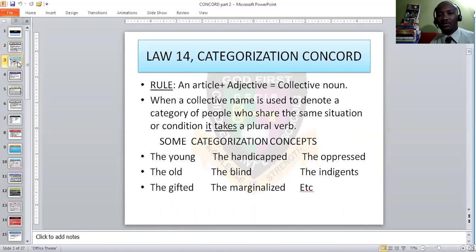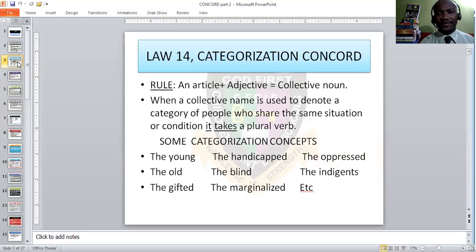We proceed to law 14, which is categorization Concord. Now, this is based on adjectives. We have an article plus adjective, and we call it categorization, which is a collective noun. When it is used, it denotes a category of people that share the same situation. We take a plural verb to represent that. Note, plural verb for things that are categorized the same way.